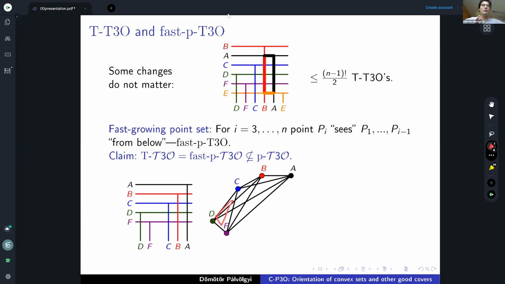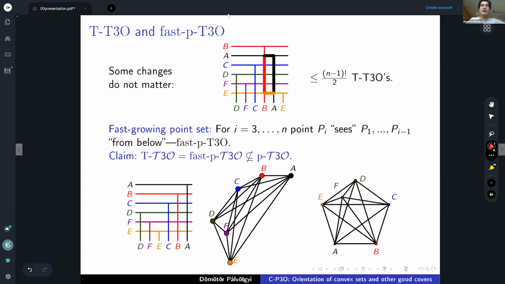This is not a full proof, just rather to give you a feeling why these really feel like they should be the same. And I want to mention that these fast T3Os, not every point set is a fast one, but some point sets give rise to a fast T3O when it's not obvious. For example, these two give rise to the same T3O. Just when you look at the right side, you can't really tell that it's fast growing, but its T3O is realizable by a fast growing point set.